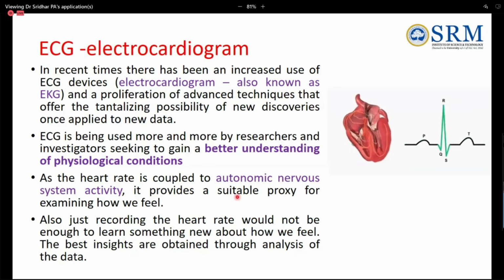The main point is that just recording the heart rate would not be enough. That is why they started with recording just the heart rate. Heart rate is the beats per minute, and then they looked into the signal. Once the advent of electronics increased, we received this ECG signal, and we had this signal in our hand to learn something new about the heart rate. So the best insight is obtained through analysis of this particular data.